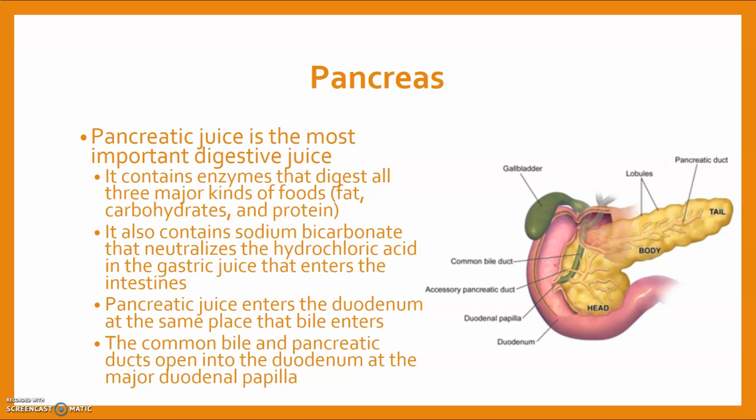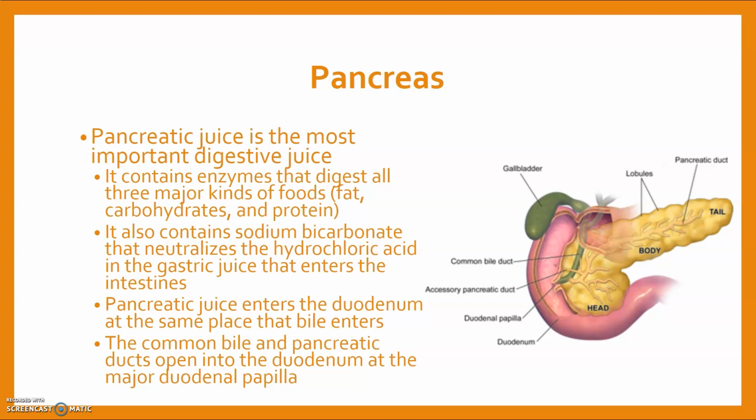Now, pancreatic juice is the most important digestive juice. The reason it's most important is because this juice has enzymes that can digest all three types of food: fats, carbohydrates, and proteins. Pancreatic juice also has what's called sodium bicarbonate, and this helps to neutralize or reduce the acidity of hydrochloric acid in gastric juice that enters the intestines.